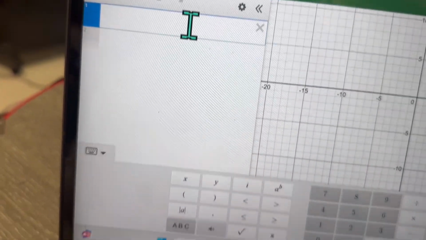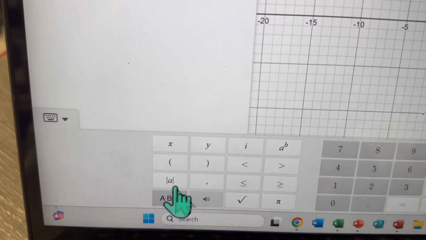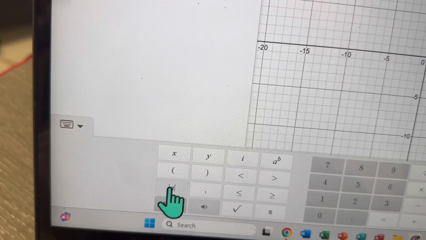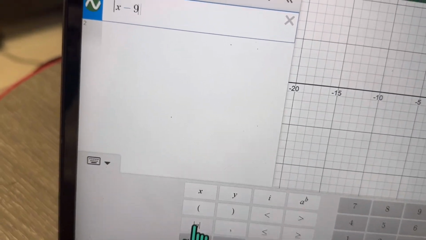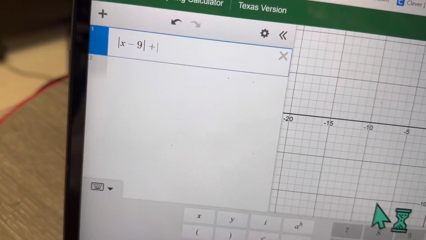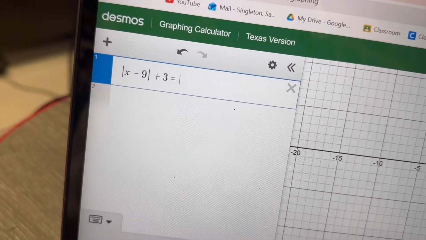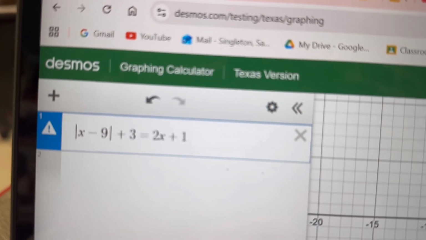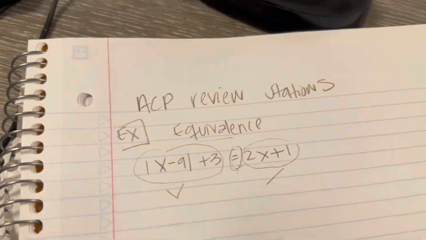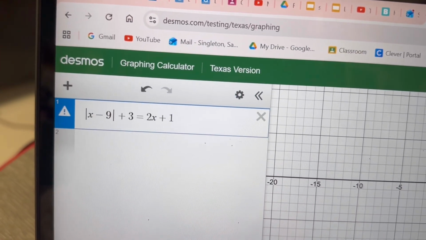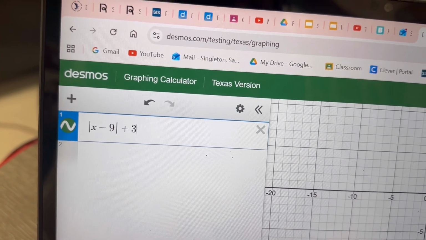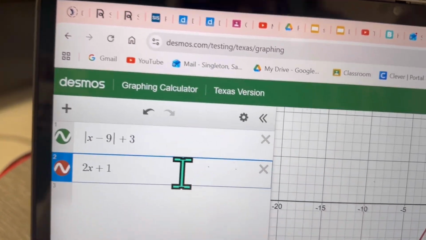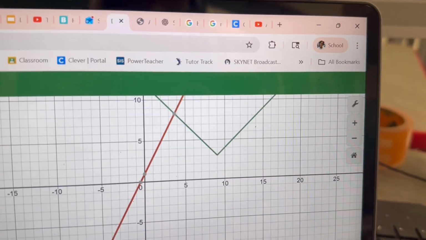So let's see, absolute value is inside of this tray, or it's also right here as well. So absolute value of x minus 9, plus 3, equals 2x plus 1. Double check your entry, make sure you have it exactly the same. As you can see, you can't graph it, right? So you're gonna erase and then graph it separately. So graph one side, graph the other, and bam.